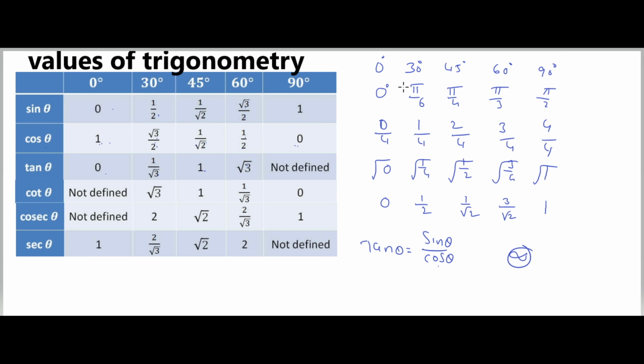These values taken in reverse are cot theta. Cot theta values: at 0 degrees not defined, cot 30 degrees root 3, cot 45 is 1, cot 60 is 1 by root 3, cot 90 is 0.